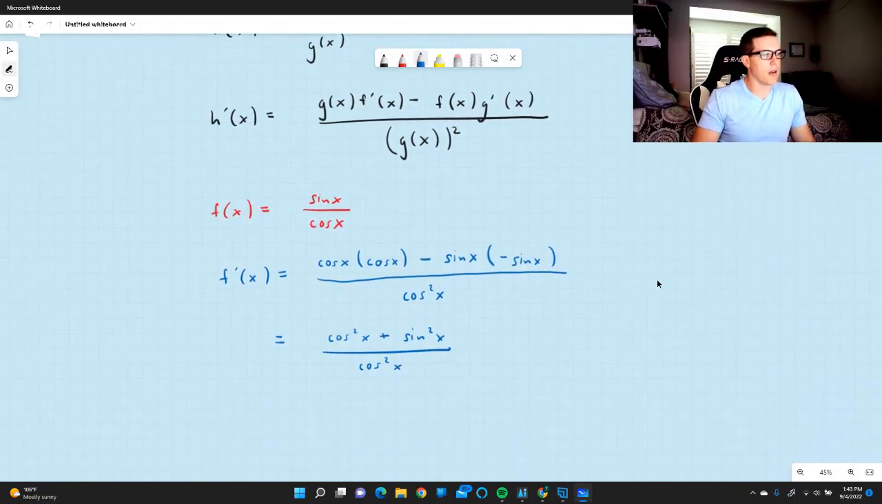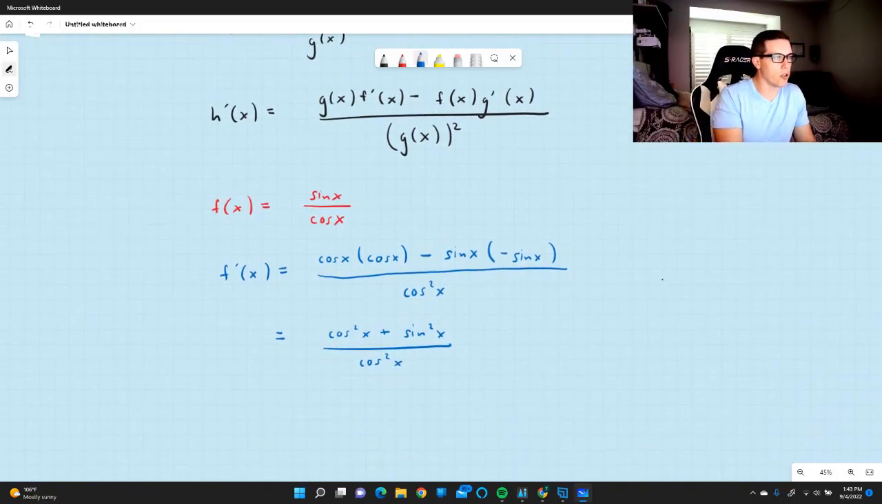So you almost could stop there, except if you know your trig. This is a very important identity in trig called the Pythagorean identity. Sine squared plus cosine squared is 1.